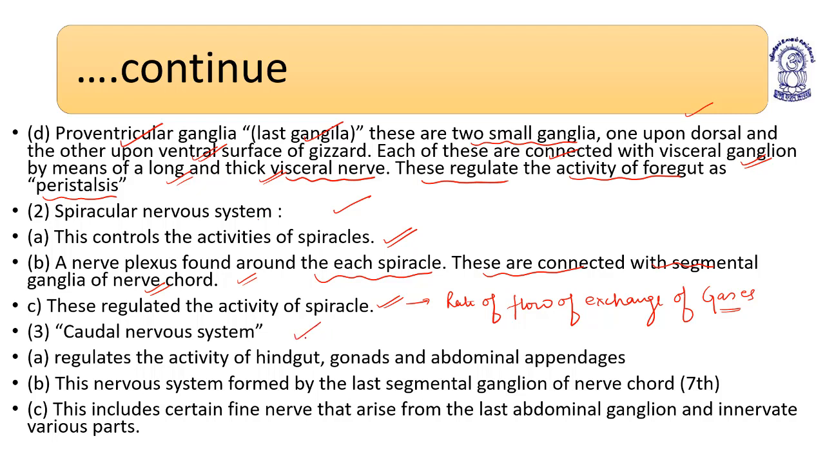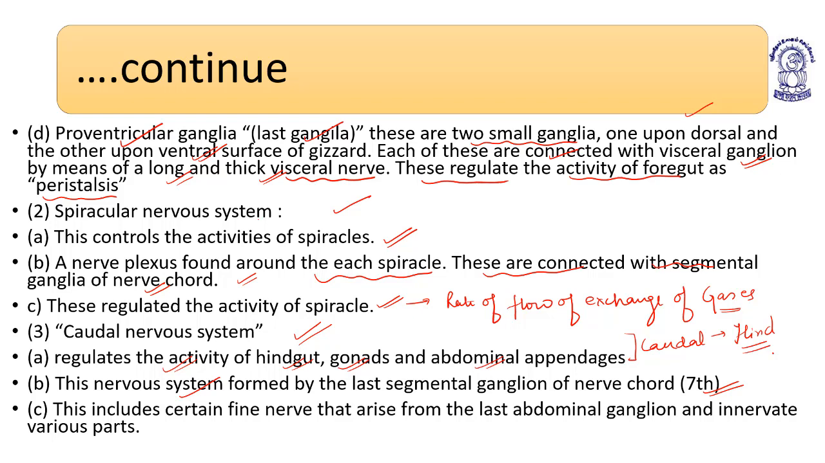Then the caudal nervous system regulates the activity of the hindgut, gonads, and the abdominal appendages, meaning the caudal region or the region where hind limbs are. So the caudal nervous system regulates the lower abdominal regions, like the hindgut, gonads, and abdominal appendages. This nervous system is formed by the last segmental ganglion of the nerve cord, which is present on the seventh abdominal segment. So the seventh abdominal segment has the last segmental ganglion, which helps to control the caudal nervous system.